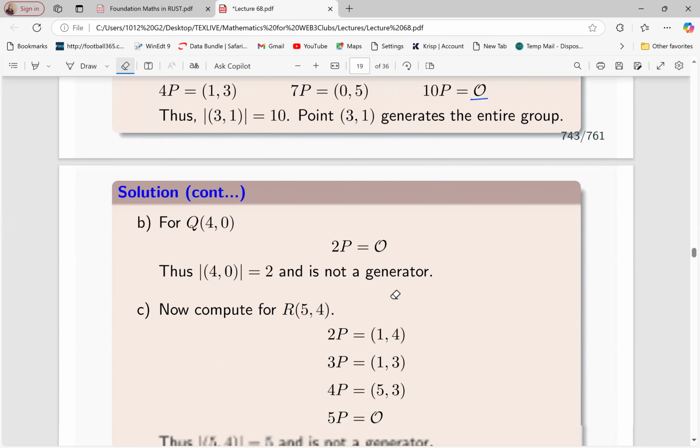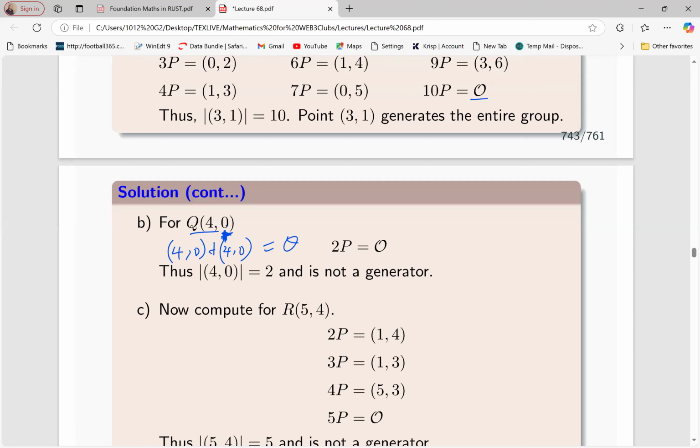Now you do the same for Q, and you realize that at this point, the Y coordinate is 0. So we already said, even in our code, that if the Y coordinate is 0, then this point added to itself, you don't need to take a lot of time, it's supposed to give you infinity. And so that means, therefore, the order of this is just 2. You just add it twice and you get infinity. So this one does not generate the entire curve.